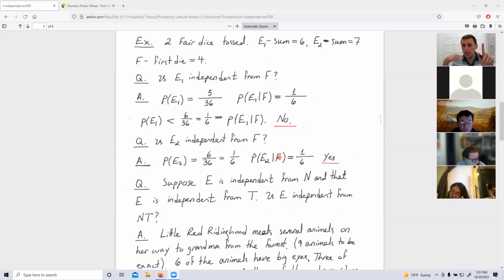And there is only one universe. If the first is a 4, the second has to be a 3. Do you agree? To get the sum equal to 7. So there is only one universe out of the 6 that gives us the summation 7. So the probability is the same, which means they are independent events.